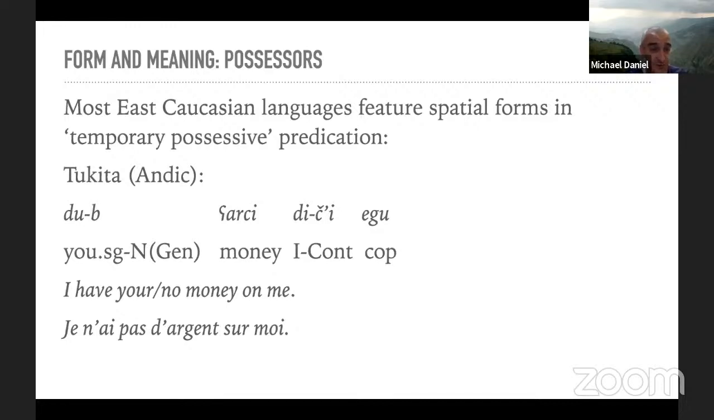I'm not a native speaker, but I think these are okay. Correct me if I'm wrong. I have your money on me, or I have no money on me, or je n'ai pas d'argent sur moi. I think these are acceptable in both languages. Would we consider these constructions as syntactic uses of spatial forms? It's not obvious, probably not.